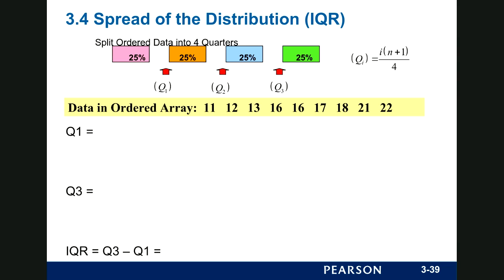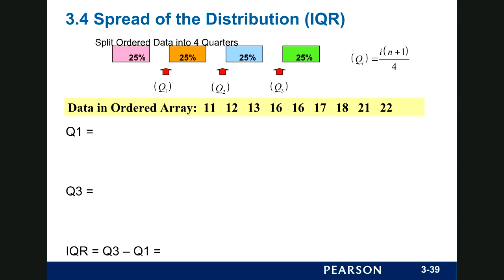Step 1, rearrange your data into an ordered array. So is this an ordered array that you're looking at? Are you sure? Yes, so that was just a trick question. It is an ordered array. Okay. So the next step is we're going to calculate quartile 1.